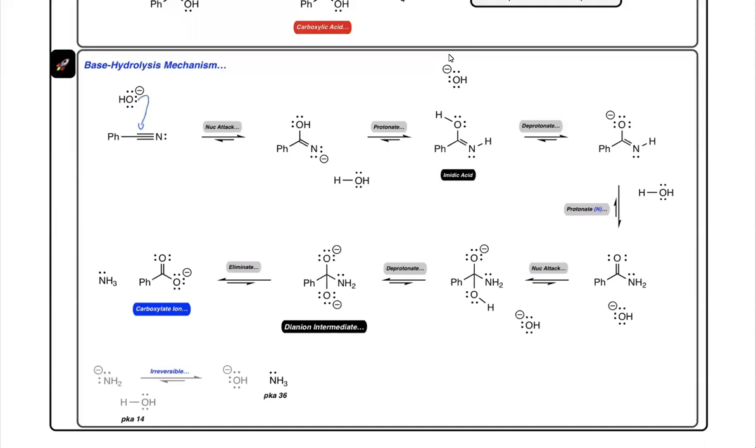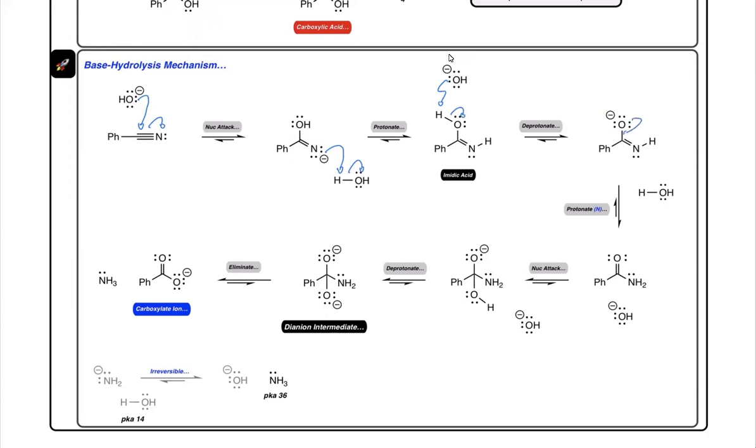Mechanistically, we can attack right away because hydroxide is a good nucleophile. We break the carbon-nitrogen triple bond. Nitrogen is now charged negatively. We then want to protonate the nitrogen in the next step to make that neutral. Notice we're again producing an amidic acid. Now that amidic acid is going to be deprotonated at the oxygen atom that charges the oxygen negatively.